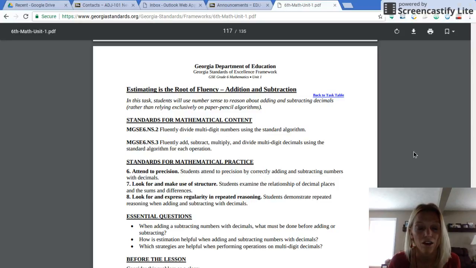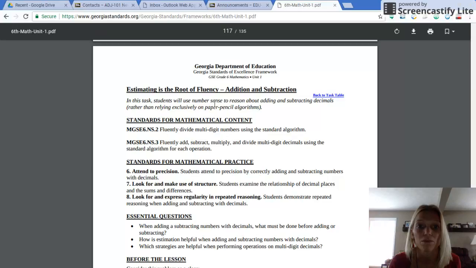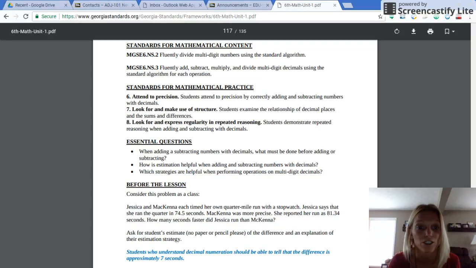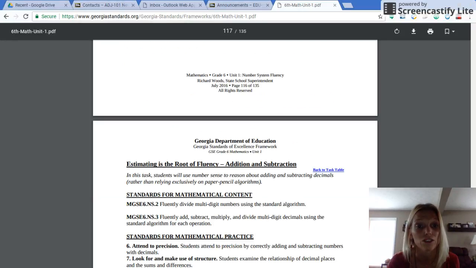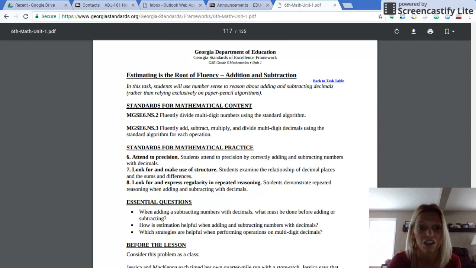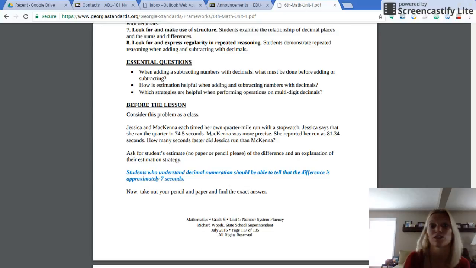And so that would be the question of understanding. So you would do it along that and then just organize it into a question, or you can add some of the essential questions. So for the actual probe part, you would only do the before the lesson section. So right here, consider this problem as a class. Here you would just be doing this individually.